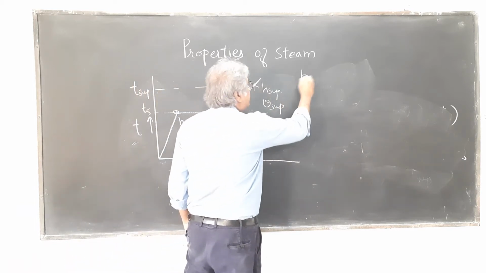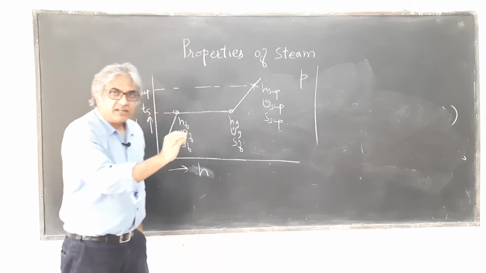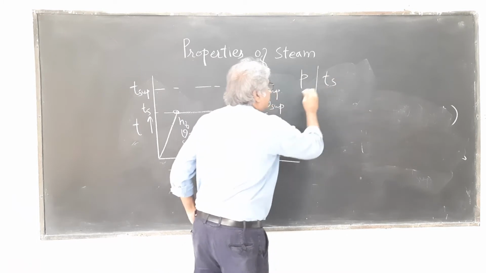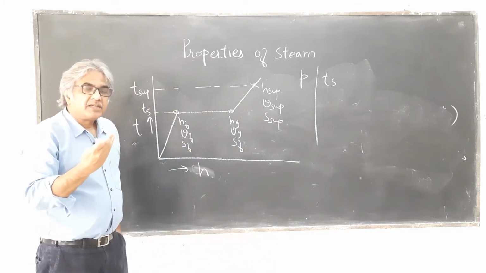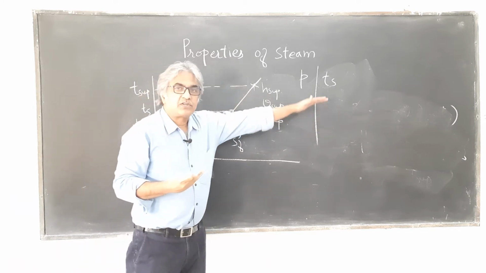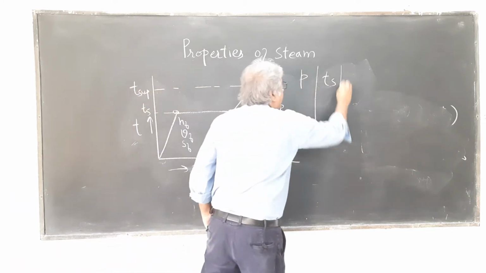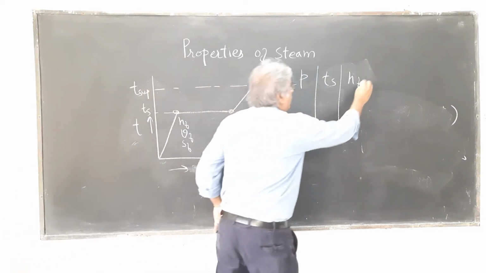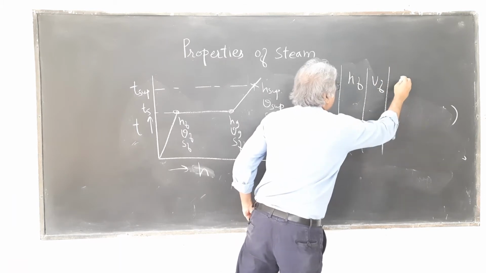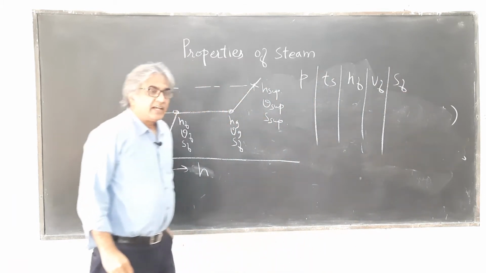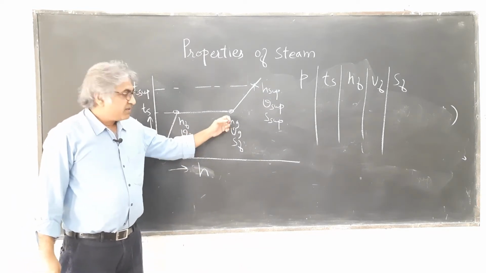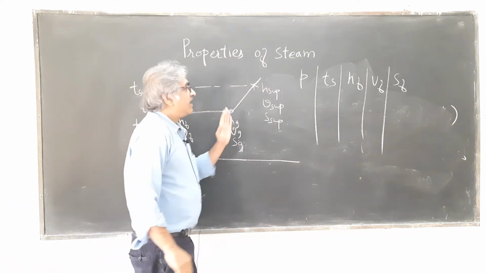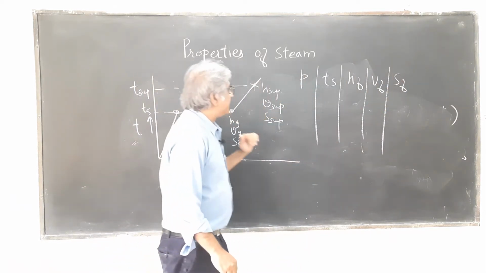So the first column is pressure. So see what is the pressure. Once you see the pressure, the next thing will be saturation temperature, because it's linked with pressure. For different pressures, saturation temperatures are going to be different. Then you can have the value of HF, the value of VF, then the value of SF. Similarly, you have HG, VG, and SG. All these values can be read from this.